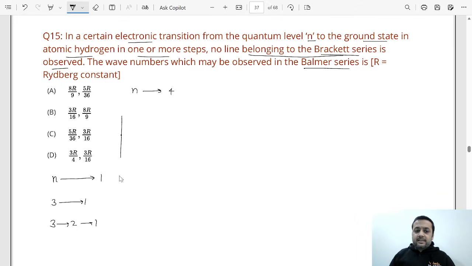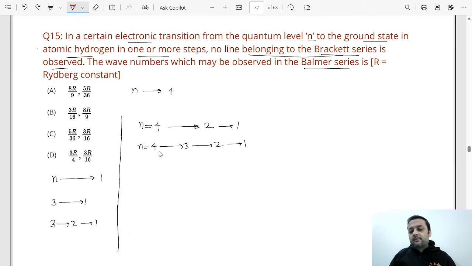So the question is asking what are the possibilities for the Balmer series. For the possibilities, we will explore the highest possible value of n. That means you will assume the highest possible value of n is 4. From n equals to 4, you can jump directly to n equals to 2, or the electron can jump first to 3 and then 3 to 2. This will be a Balmer transition, because for a Balmer transition the final state should be 2, and this will also be a Balmer transition.